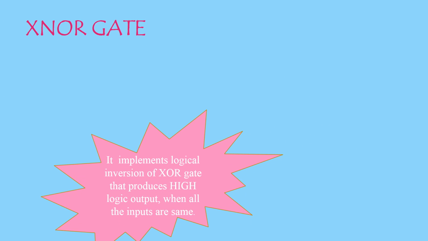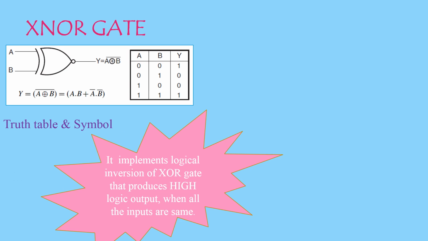So next we will move on to the XNOR gate. So what is the function of it? It implements a logical inversion of your XOR. It provides you the inversion operation of the XOR. That is, previously what you saw is when inputs are different, you will have a high output. Over here, you will have a high output only when the inputs are the same. So look at the truth table. When the inputs are the same, you will have a high output. When the inputs are different, you will have a low output.